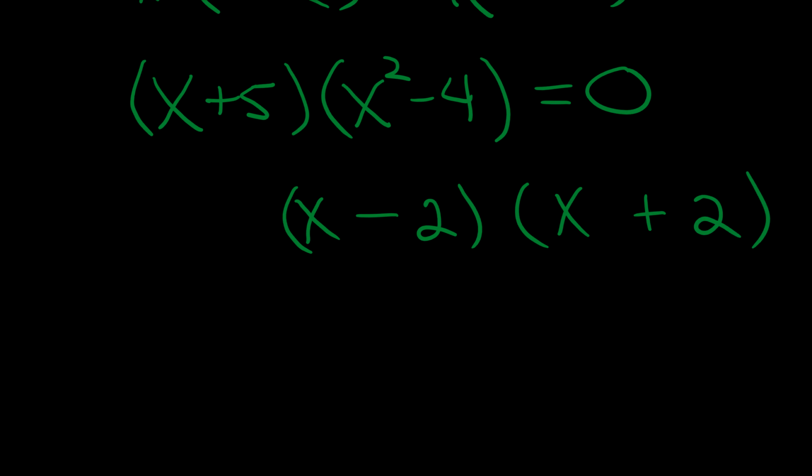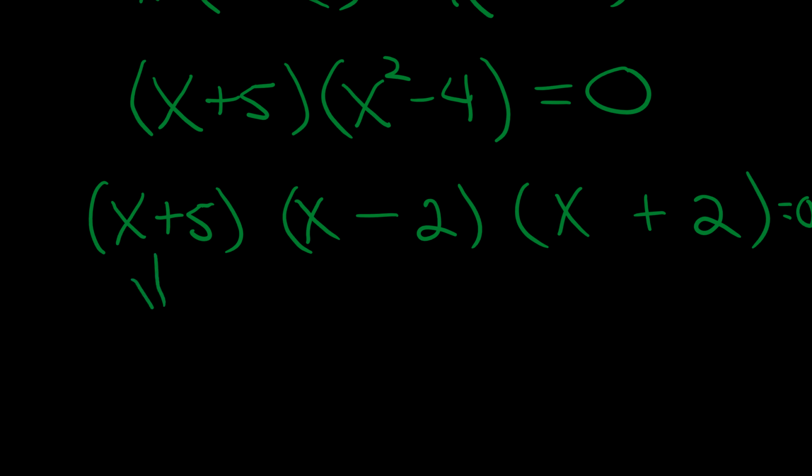2 and 2, right? And then I have my x plus 5. I'll bring that down. Now everything's factored and it's all equal to 0. What will make this true? What numbers will make this statement true?